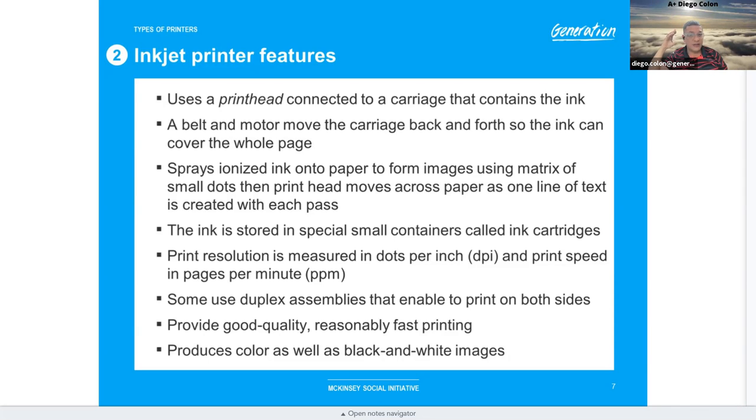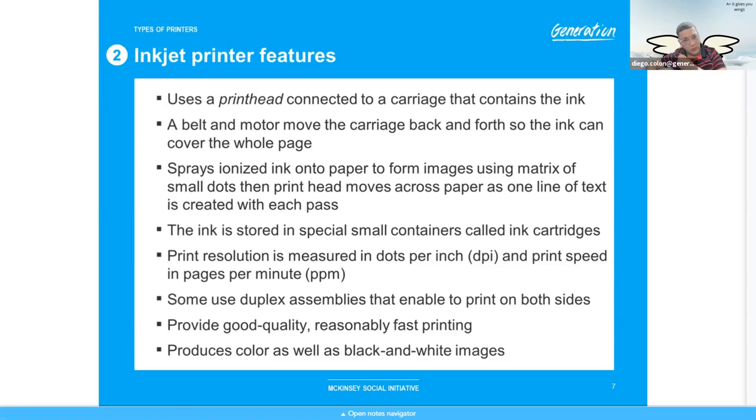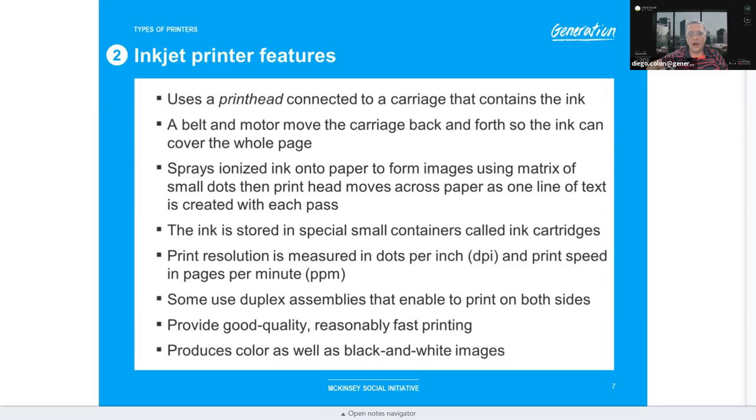What are these actual things? The small dots are the print resolution or your DPI, which is dots per inch. In many cases, the higher the DPI, obviously the better the quality. And some of these are rated at the same time in the print speed, what is called the PPMs. A lot of them, if they contain color and black and white, will give you two numbers saying exactly what they can do for color versus what they can do for black and white.